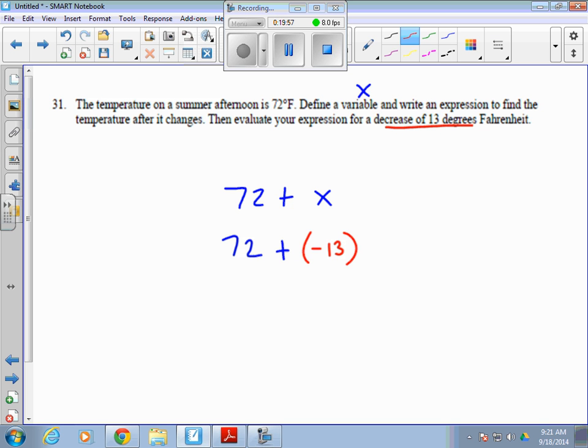Opposite terms, one's positive and one's negative. Subtract the absolute values. You need to borrow from the 7. 12 minus 3 is going to be 9. 6, since we borrowed, minus 1 is going to be 5. 59 degrees.